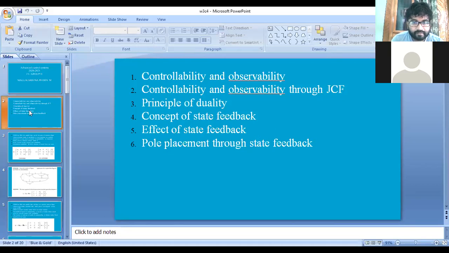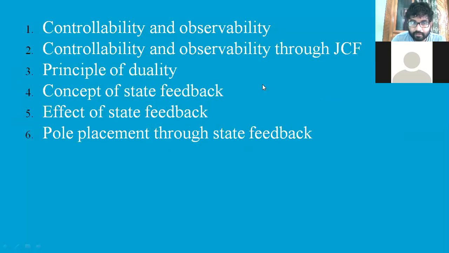So let us see the topics. We are looking at controllability and observability. And we have seen what is the meaning of controllability and observability in the last class, and then the method of identifying whether the system is controllable or not through the controllability matrix.